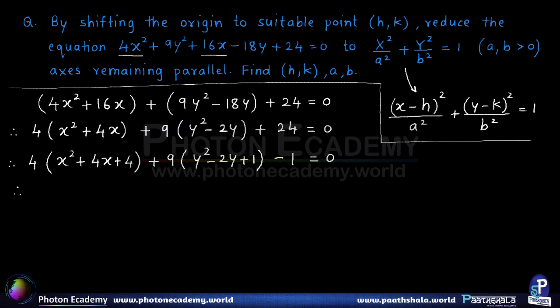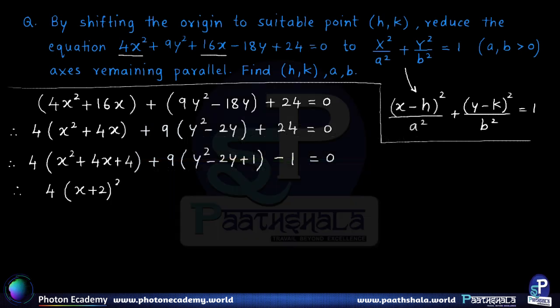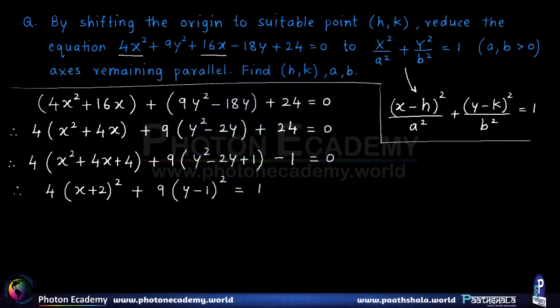So therefore 4 into, now this first bracket is nothing but the square of x plus 2, as we can easily check, plus 9 into, this second bracket is the square of y minus 1, and we take the 1 on right side because that is what we want to finally obtain on right side. So now the square term is the only term in the numerator. We should not have any constant multiplier. So if it is there, then we need to take it to the denominator, right?